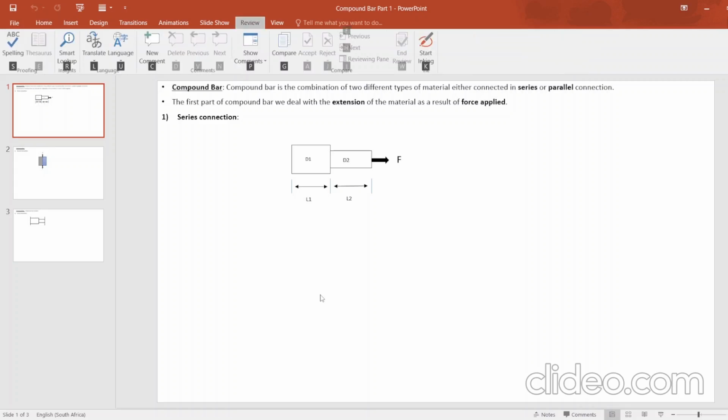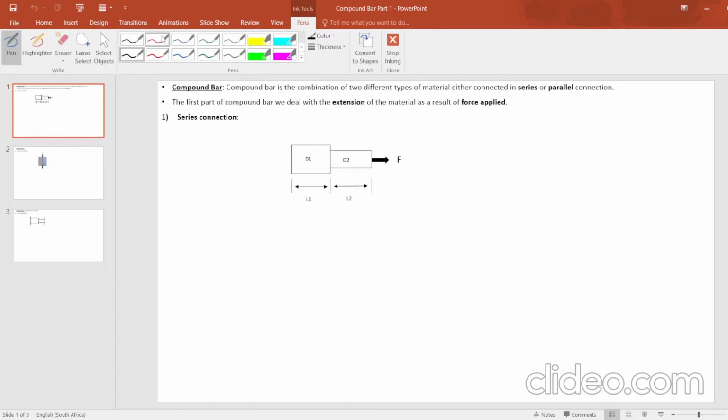Let us look at compound bar. Compound bar is the combination of two different types of material, either connected in series or connected in parallel. Now, on the first part of your compound bar, we will be dealing with the expansion of the compound bar due to the applied force.